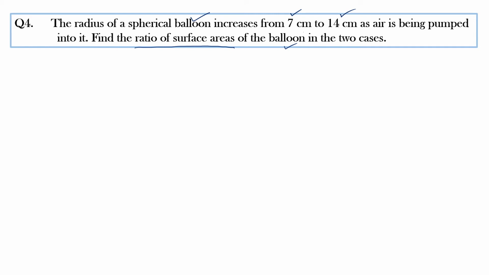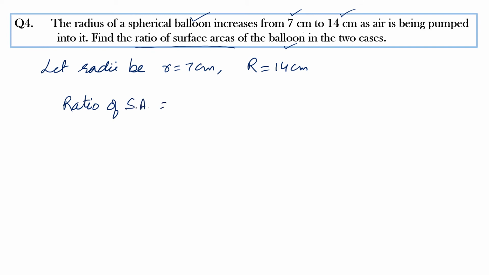So since there are two radii, so एक रेडियस को हम स्मॉल r से डिनोट करेंगे और एक रेडियस को कैपिटल R से. So let radii be, radii is plural of radius. स्मॉल r हम लोग ले लेते हैं 7 सेंटीमीटर और कैपिटल R ले लेते हैं 14 सेंटीमीटर. Now we have to find out the ratio of the surface areas. So ratio of surface area of balloon, या फिर हम लोग एक लिखते हैं initial surface areas, right?